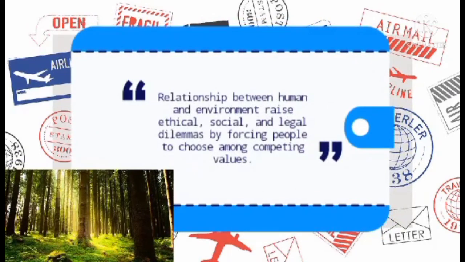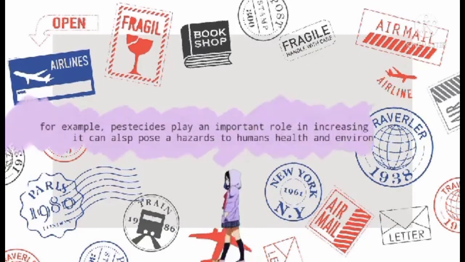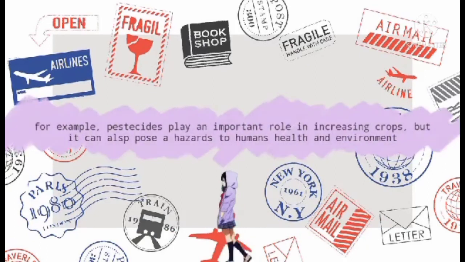Relationship between human and environment raise ethical, social, legal dilemmas by forcing people to choose among competing values. For example, pesticides play an important role in increasing crops, but it can also pose hazard to humans' health and environment.